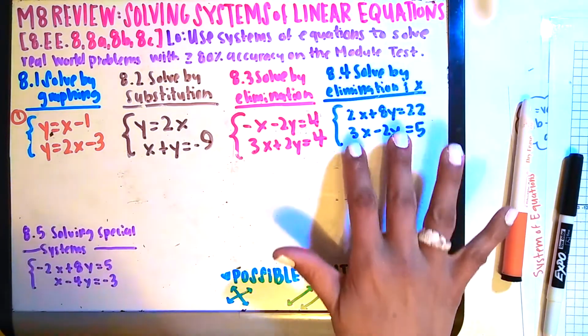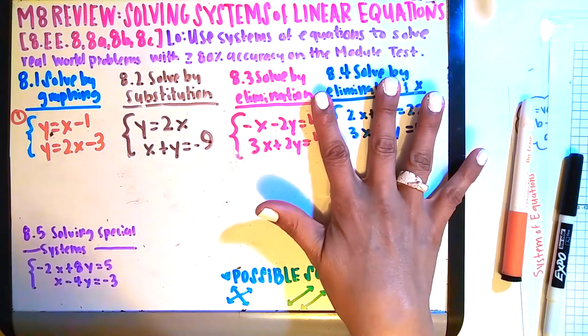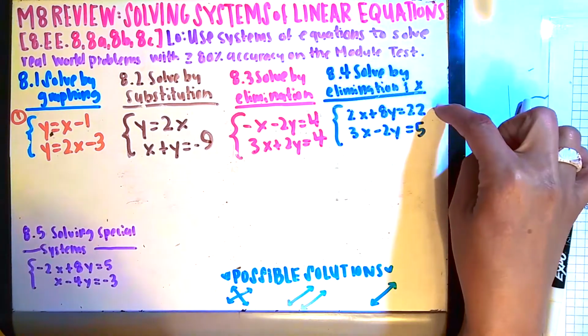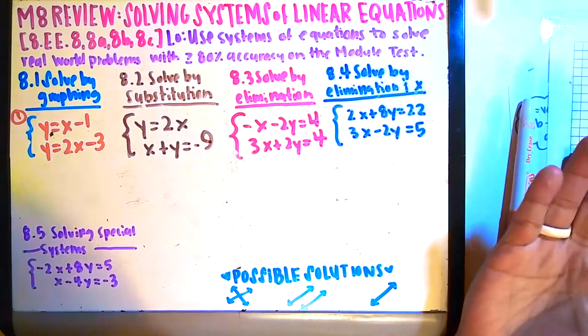So in this case, I don't see any opposites. I don't see any that are the same. So therefore, I'm going to have to look for the LCM between two numbers. If I look at the x's, my LCM will be 6. So I don't want to deal with that because I would have to multiply this whole thing by 3 and this whole equation by 2 to get it to 6.